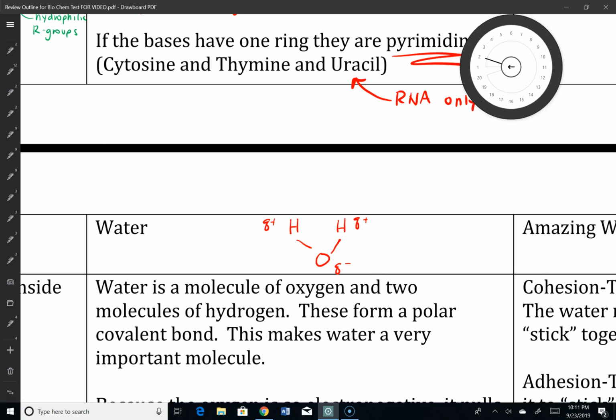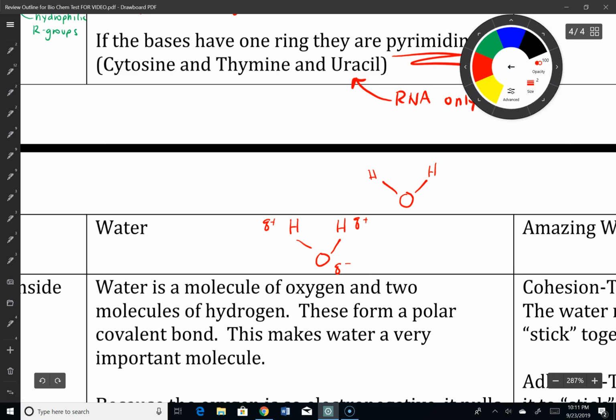That is your polar covalent bond. That is not your hydrogen bond. The hydrogen bond will come over here, when this water molecule forms a bond with the adjacent water molecule. So for example, it's the partial negative of that oxygen with the partial positive of that hydrogen. That's your hydrogen bond.